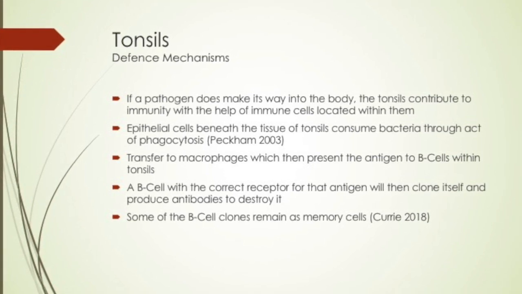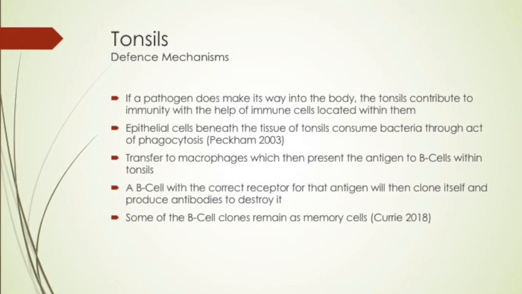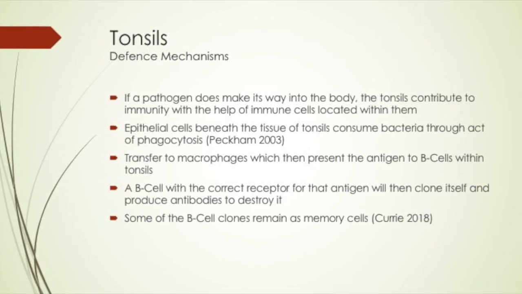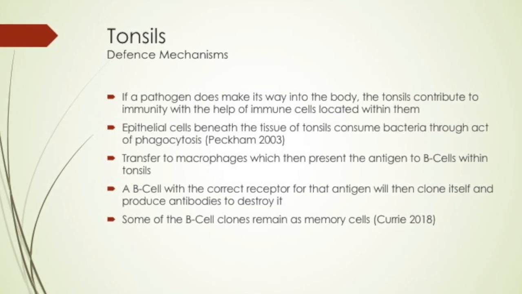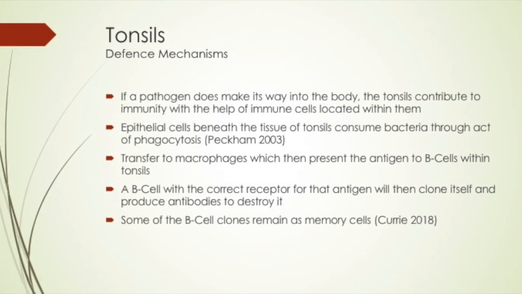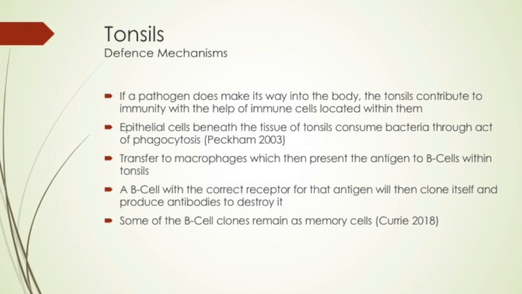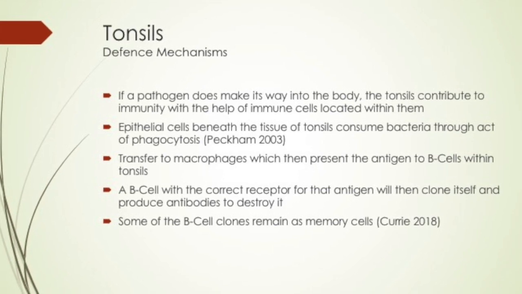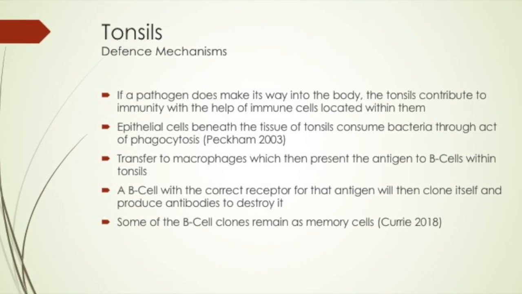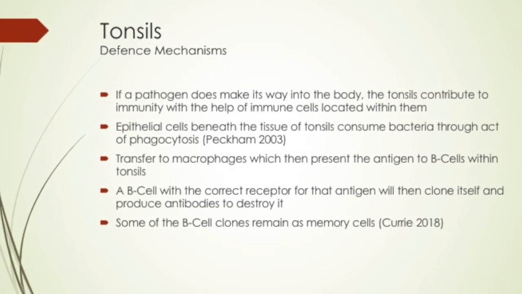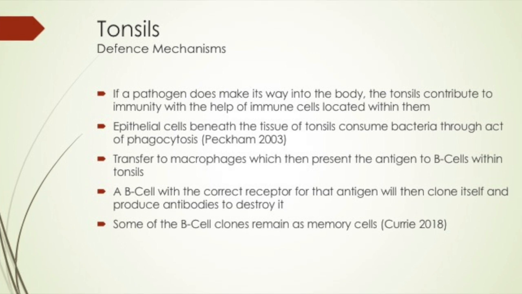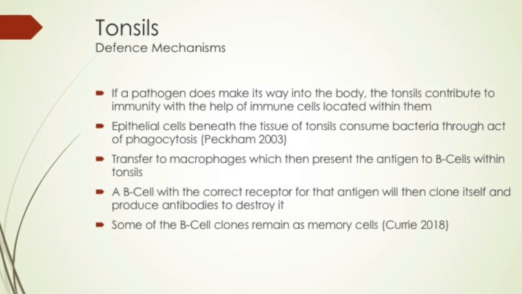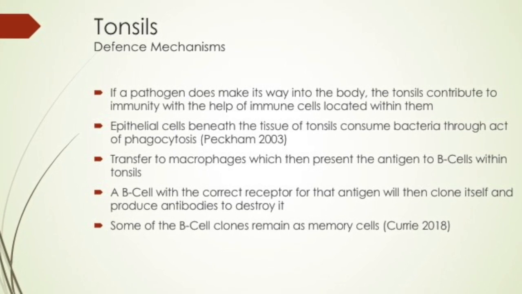The tonsils are covered by a layer of epithelial tissue, and beneath this are epithelial cells that are able to consume bacteria through the act of phagocytosis. These cells then transfer the bacteria to larger phagocytes called macrophages, which present the pathogen to B cells inside the tonsils. A particular B cell will have the correct receptor for the antigen, and once it is detected, the B cell will clone many times and produce antibodies in order to destroy it.